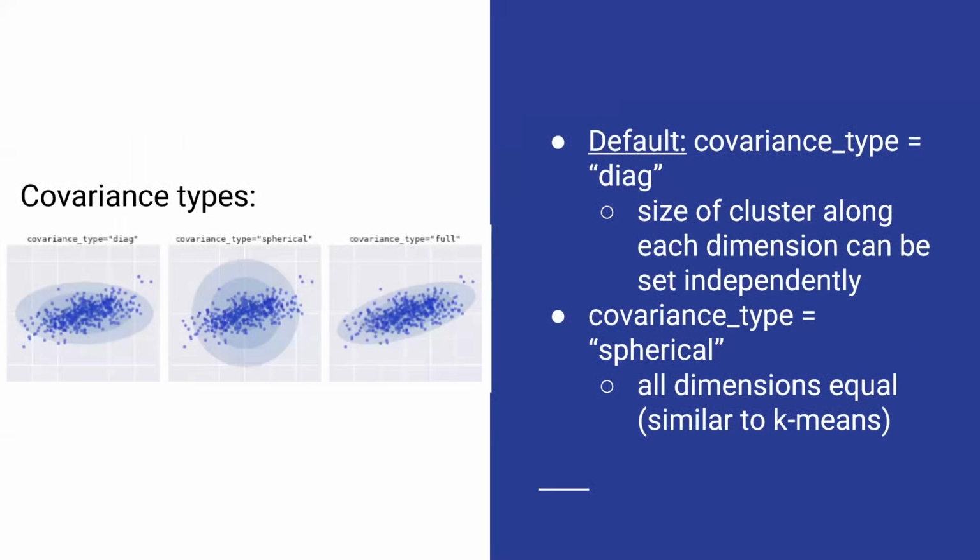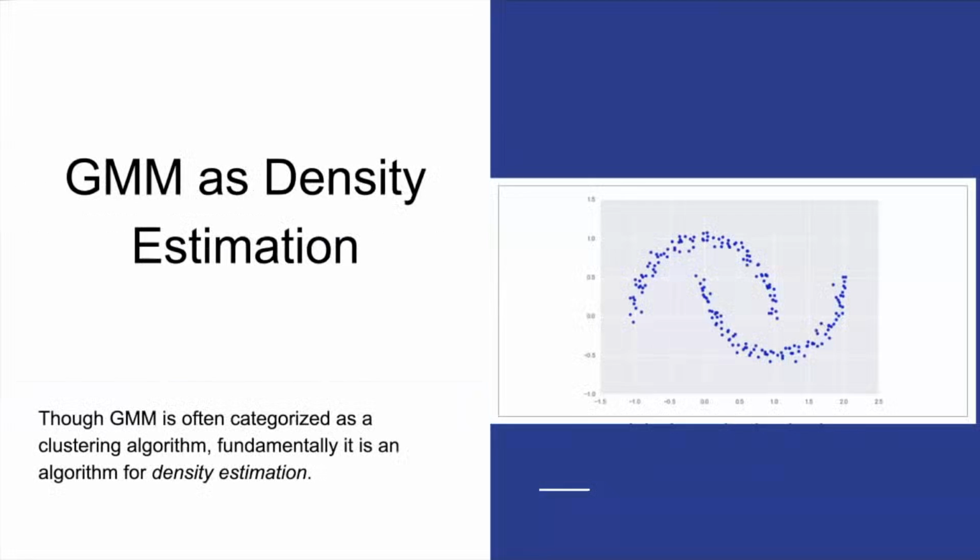So what other types of covariance are there? Well, the default covariance type is diag, which sets the size of the cluster along each dimension independently. We also have covariance type spherical, in which all dimensions are equal, and we'll end up getting circles similar to what we saw and similar to k-means.